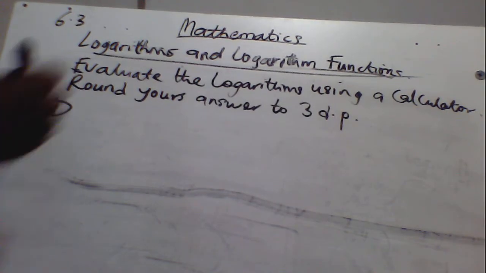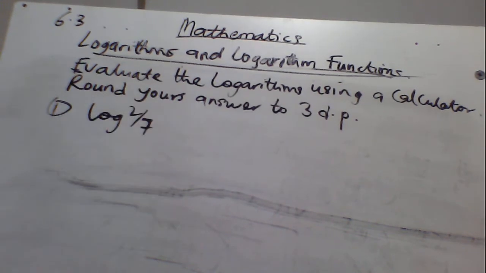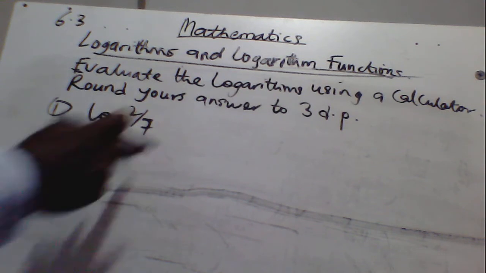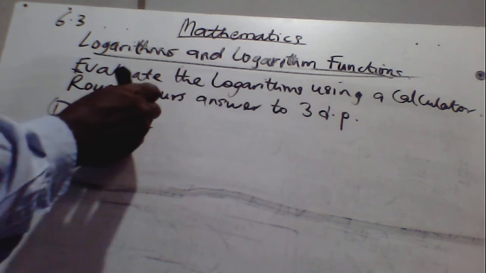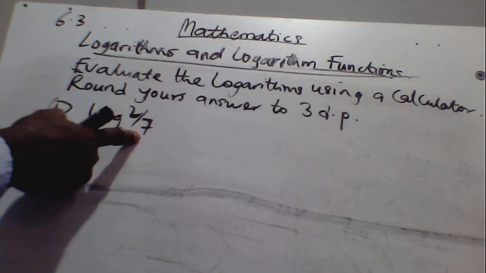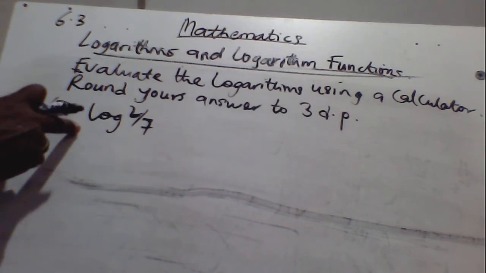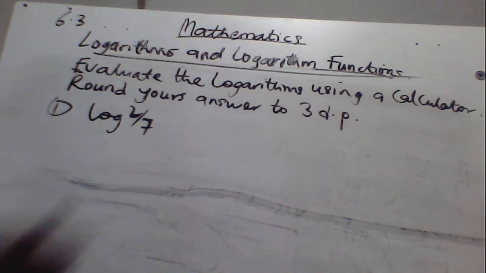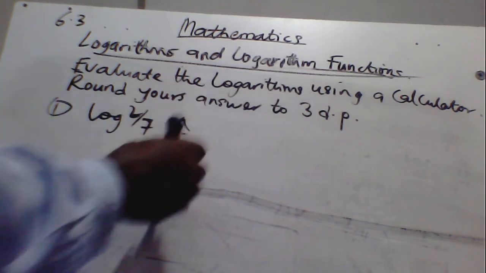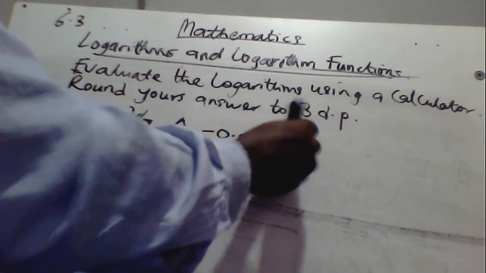So the first one is log 2 over 7. How do you find this? Use a calculator, find the value of the fraction 2 over 7. Then find the logarithm from your calculator. Touch 2 divided by 7. Whatever you got, you save it. Then find log of the answer you got. You will see that it's approximately negative 0.5441.